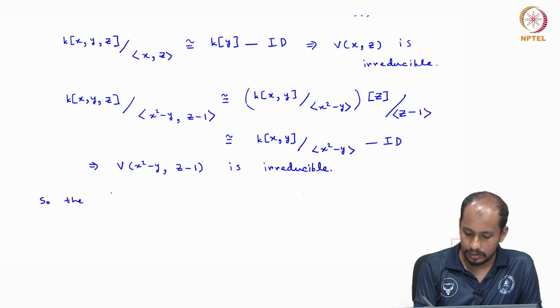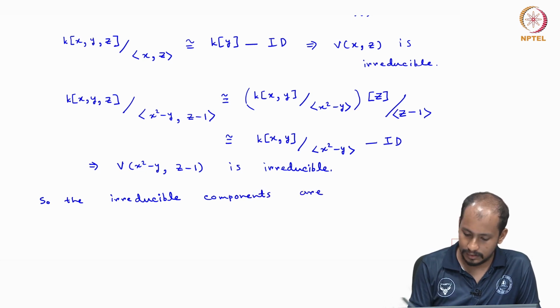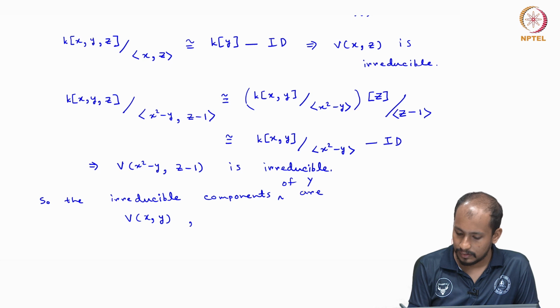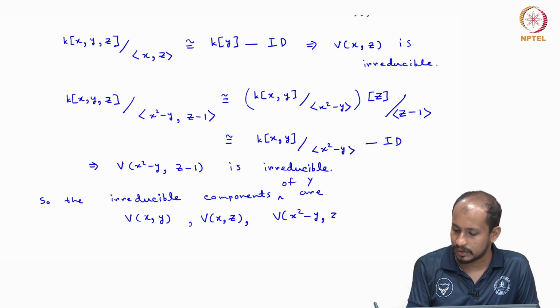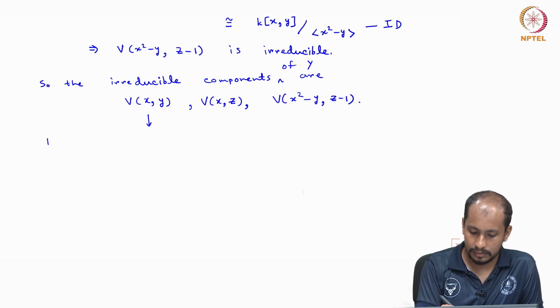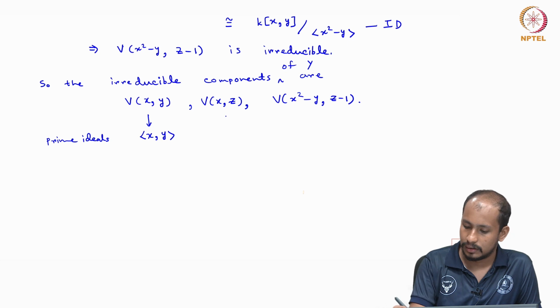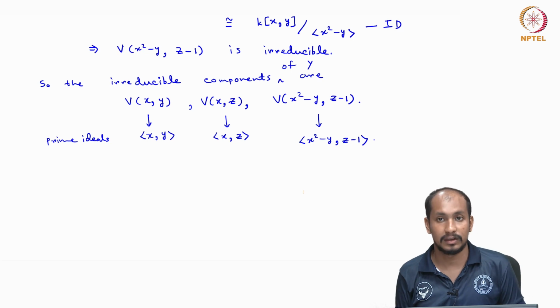So the irreducible components of Y are V(x, y), V(x, z) and V(x squared minus y, z minus 1), and the corresponding prime ideals are the ideal (x, y), the ideal (x, z), and the ideal (x squared minus y, z minus 1). So these are the prime ideals.